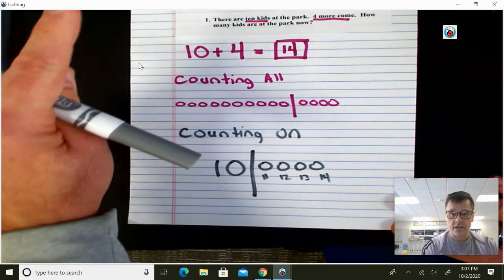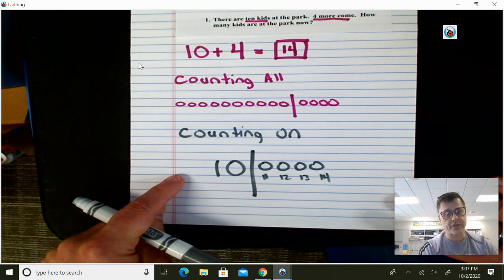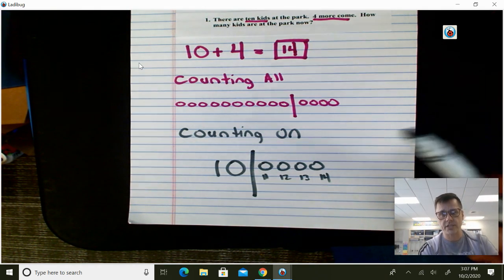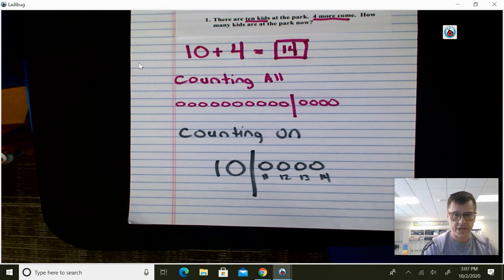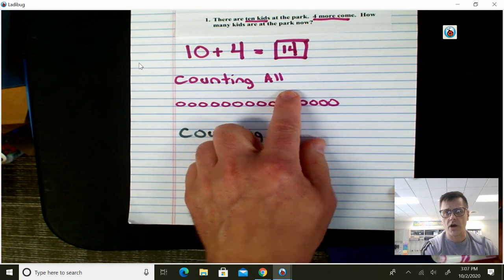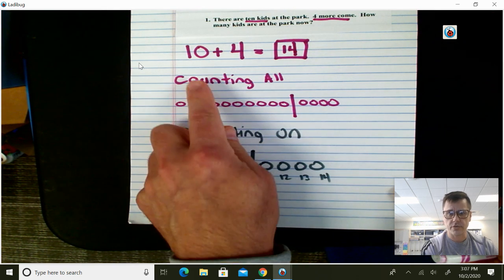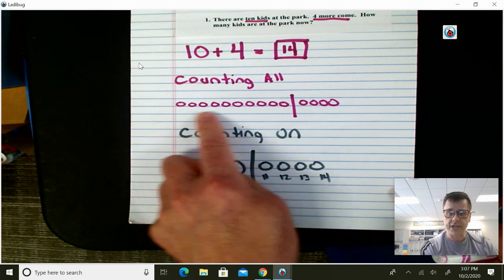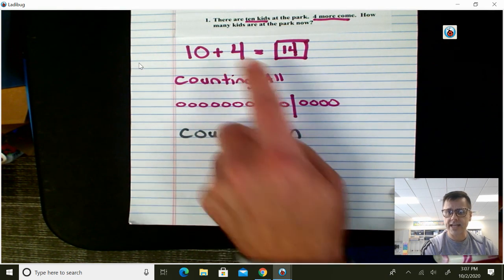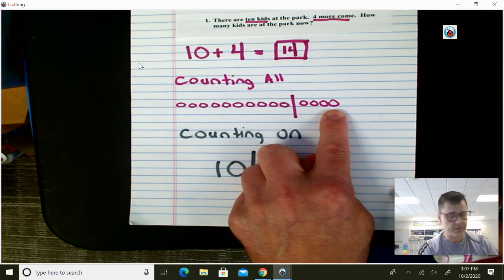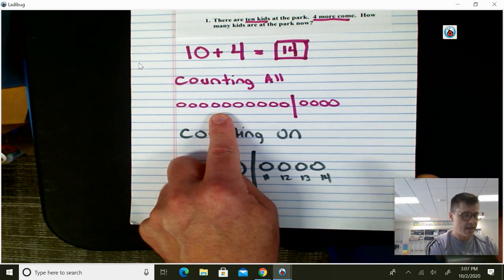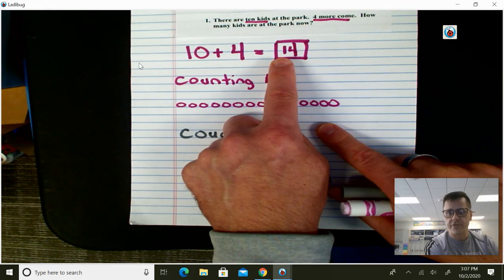So again, to get a level 3 for solving an addition problem, you have to use two strategies to prove your work and show your thinking. The first strategy we've learned so far is called counting all. You just make circles. Like the first add-in is 10, I draw 10 circles. I draw this break apart stick. Then I look at the second add-in and draw that many circles. And then I go back and count them all together. I can see that 10 combined with 4 make 14.